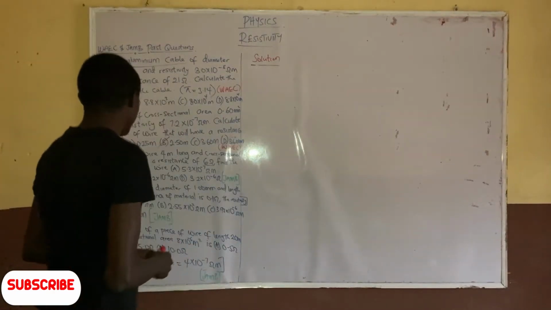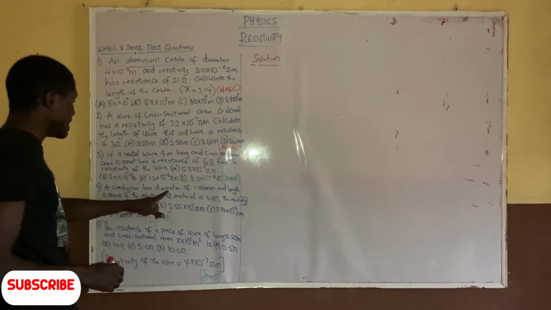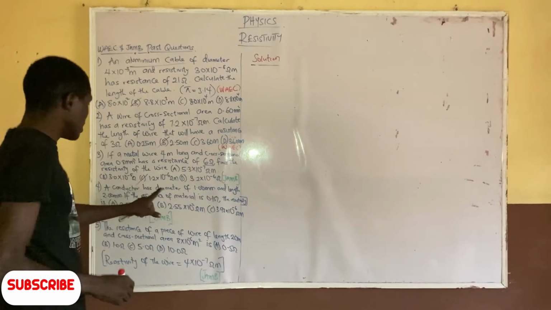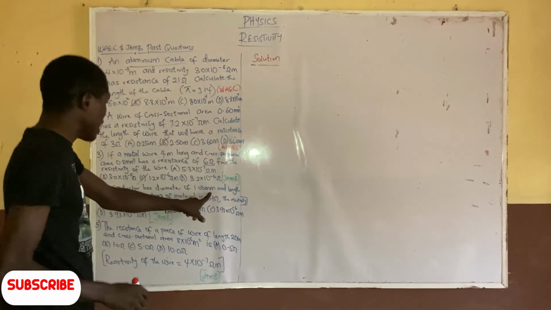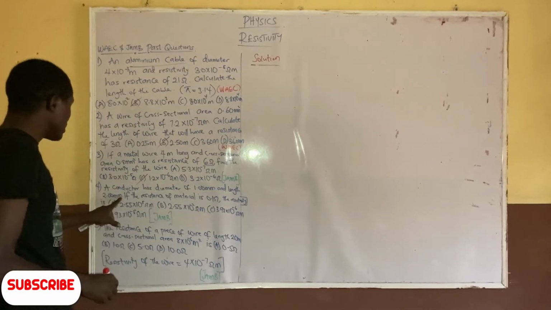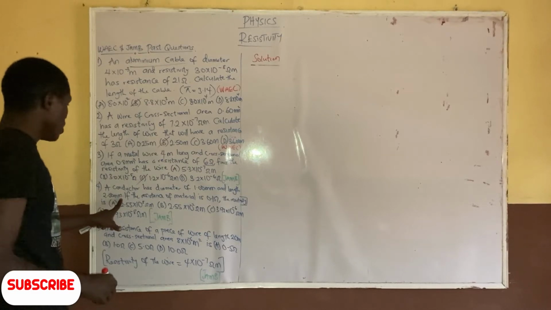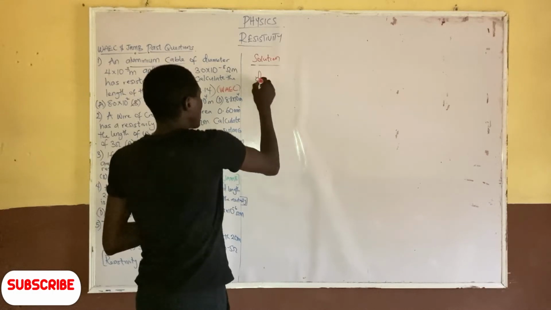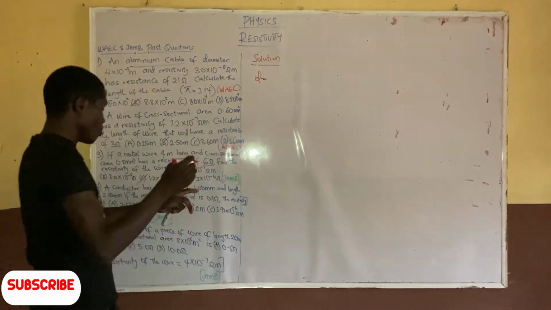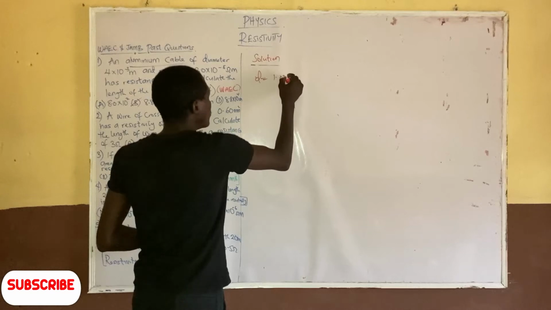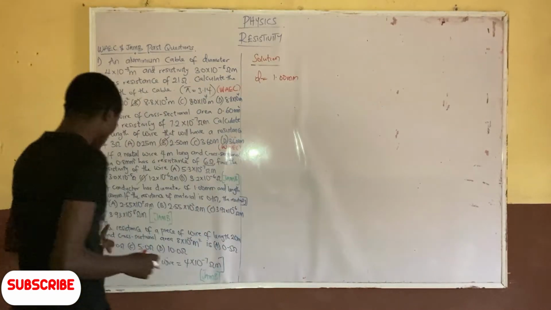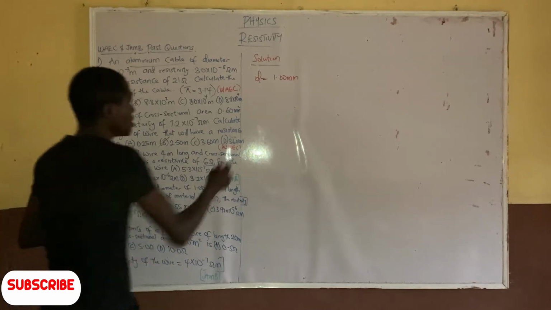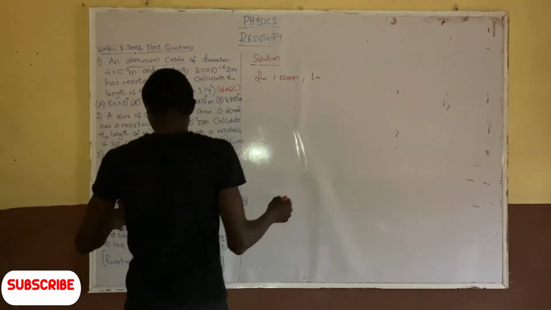So question number 4 says that a conductor has a diameter of 1.00 millimeter and a length L equal to 2.00 meters.